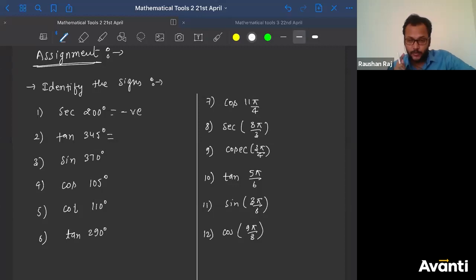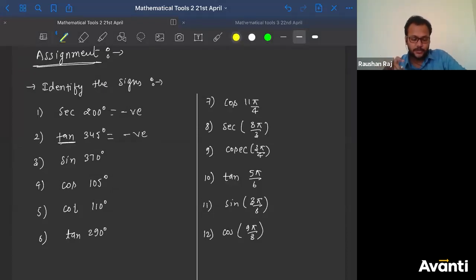In fourth quadrant, what are the trigonometric ratios that are positive? Cos and, now Rahul Girisar has made a mistake. Cos and sec will be positive. No, don't say cos and cosec. In fourth quadrant, cos and sec will be positive. But we are talking about tan here. So we have to put a minus sign. Guys, I hope I'm making this thing clear.